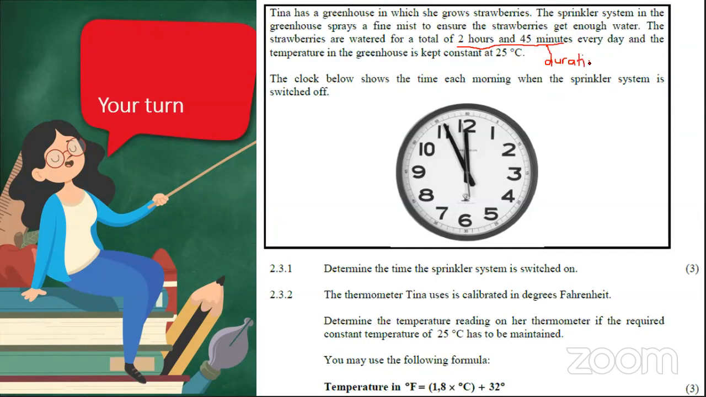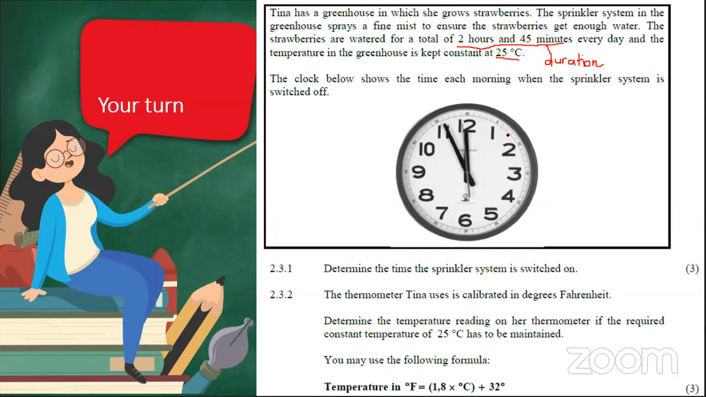one gets one question on it. Every day, the temperature in the greenhouse is kept constant at 25 degrees. So this is the temperature in the greenhouse. The clock below shows the time each morning when the sprinkler system is switched off. So they switch it off at this time. What you need to ask yourself is, what is this time?